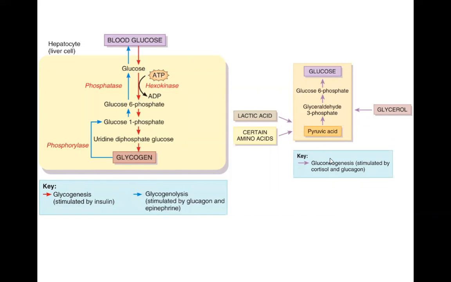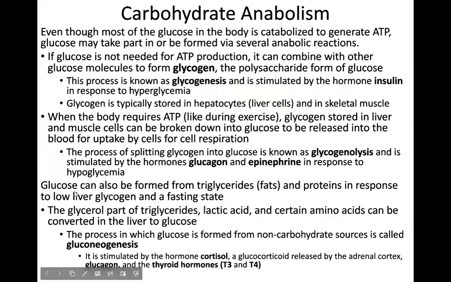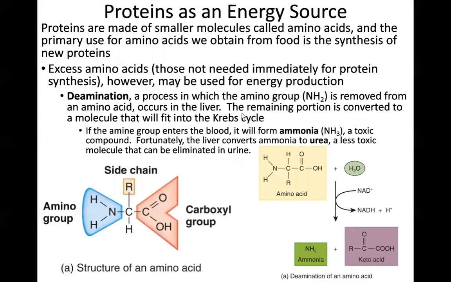Over here on the right, we're showing you how we can make glucose from things like amino acids and lactic acid, as well as from the glycerol of a triglyceride. So from non-carbohydrate sources, which is an example of gluconeogenesis, stimulated by cortisol, glucagon, and, it doesn't list it for whatever reason, the T3, T4 thyroid hormones as well. Okay, that's it for carbs.